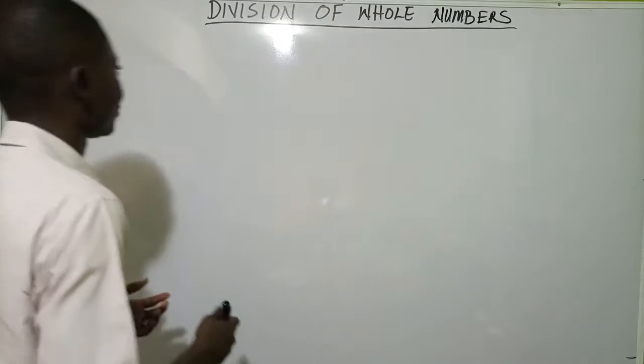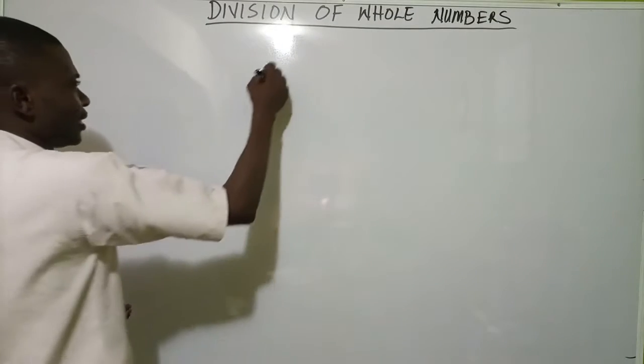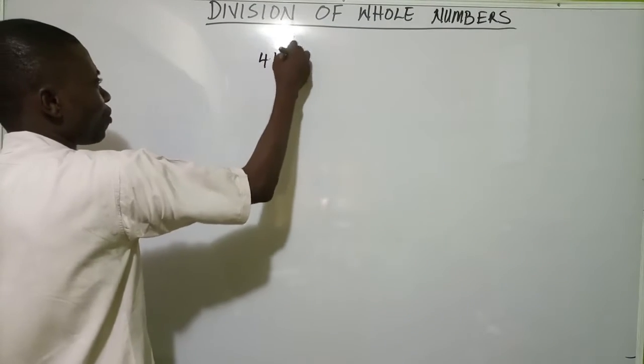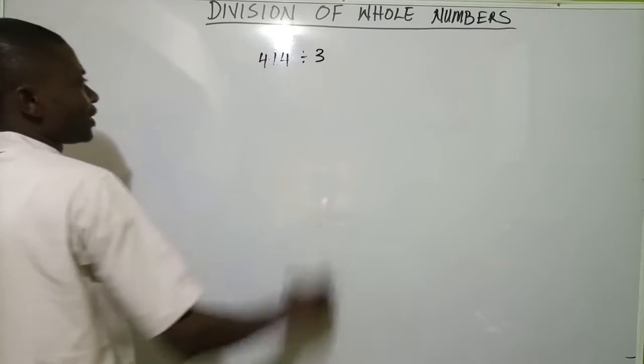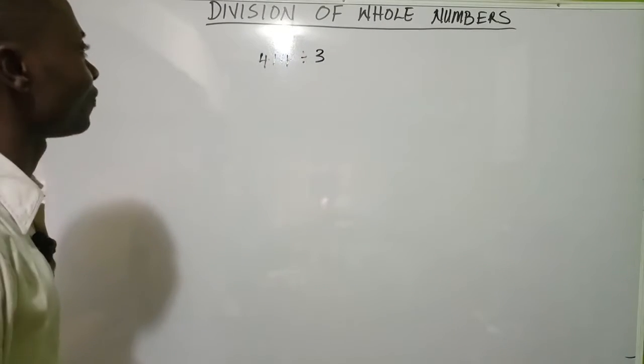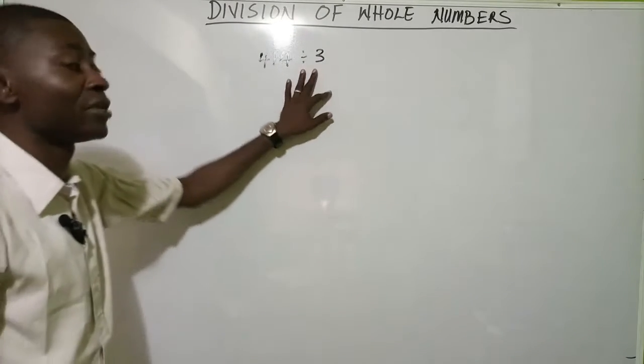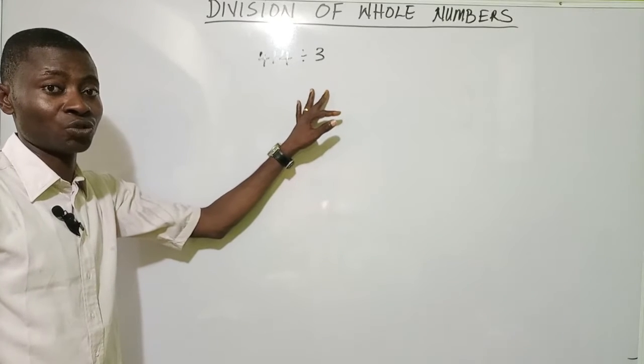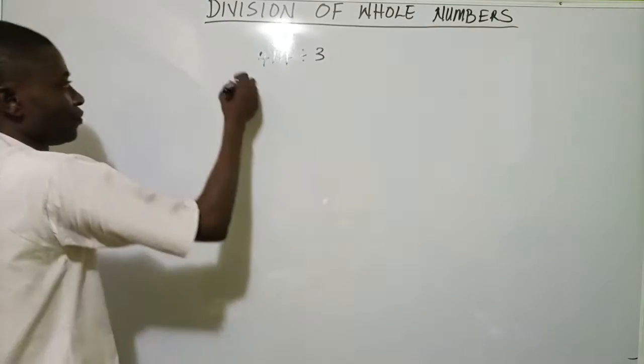Now, for instance, you are asked to divide, let's say, 414 divided by 3. You are going to divide this. I can use the short division method or the long division method to do this. First, let me use the short division method.